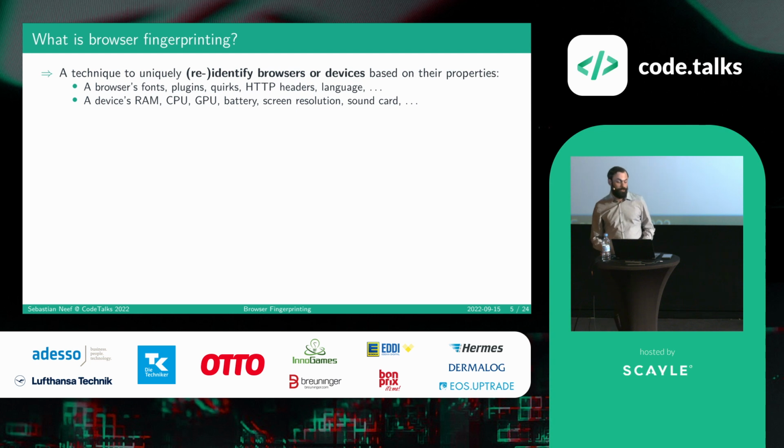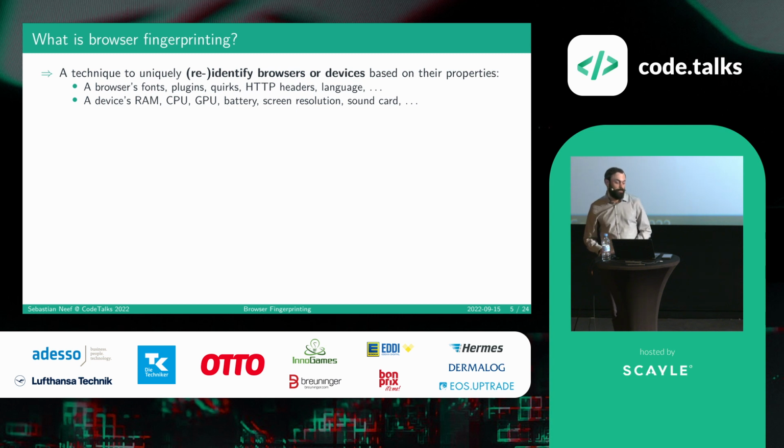So what is browser fingerprinting? It is a way to re-identify browsers or devices based on different properties. What properties could we use for that? For example, the fonts that are accessible by the browser, installed plugins, different browser quirks. That means how are pages rendered, how is CSS processed, how is JavaScript executed, all the different things that you as developers might know or have pain with when developing websites could be used for browser fingerprinting as well. And then we have HTTP headers, of course, language setting, and any other setting that your browser might have.